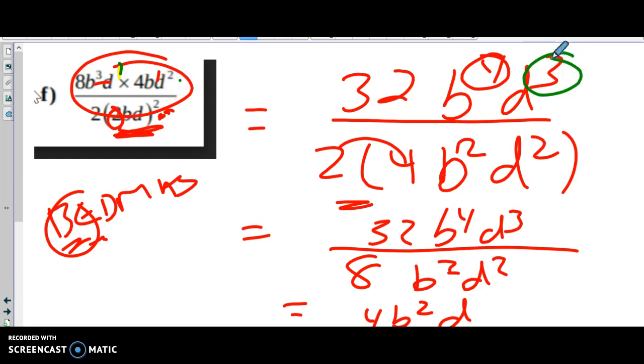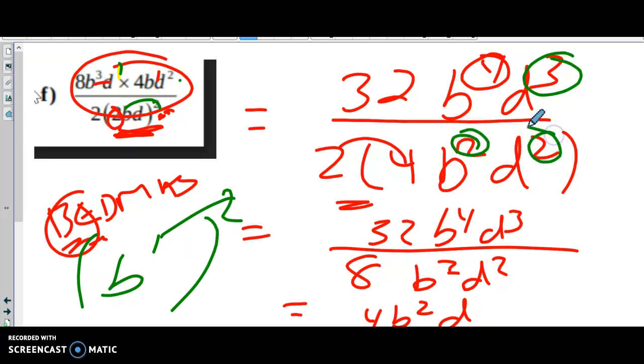Here, there's not much going on. Just know that when you open up a bracket, the power of a power rule says that b to the 1, which is b squared. What you're going to do is multiply these two to get this b squared here. And d squared, and then when you divide, you subtract. So 4 subtract 2 is 2. 3 subtract 2 is 1, and we usually write it just as d.